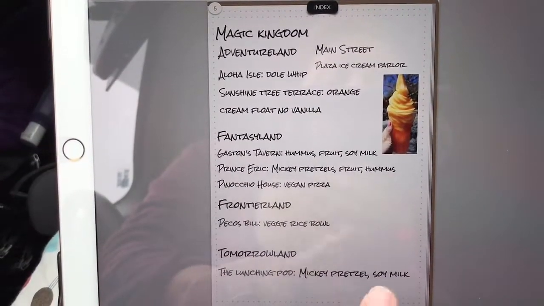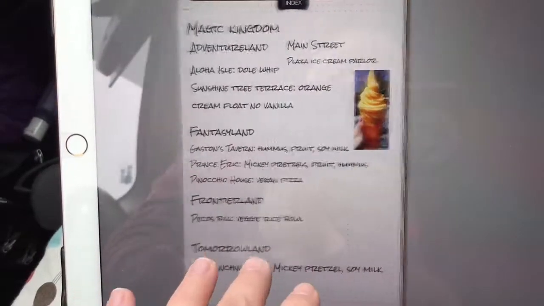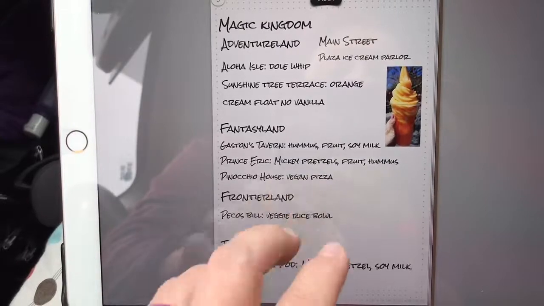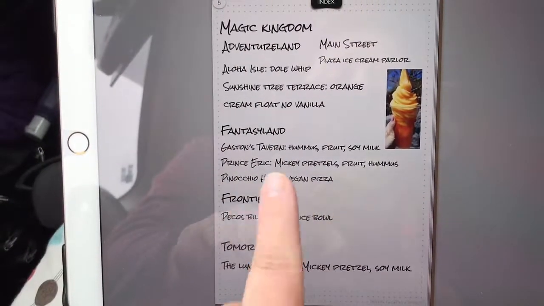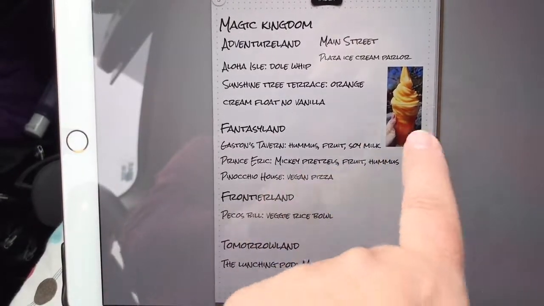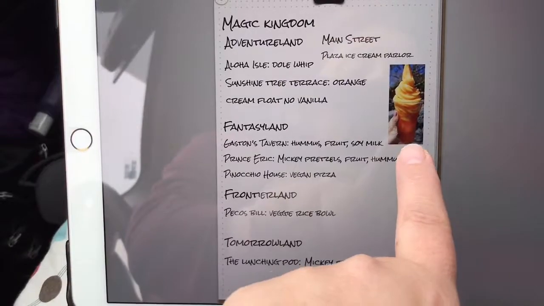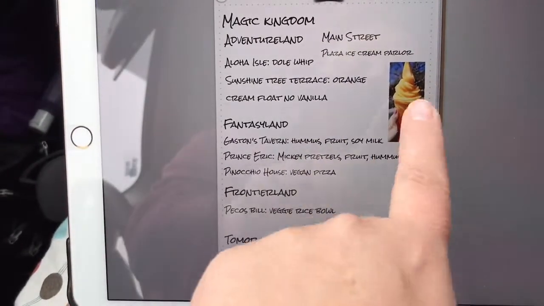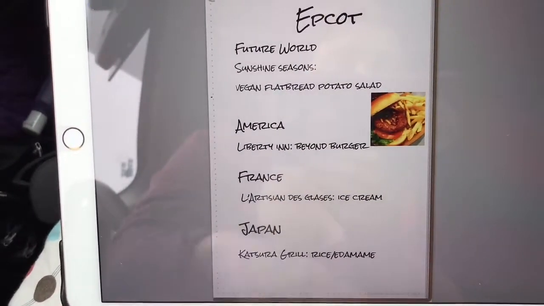And then I have all of the vegan options throughout the parks. Most of this information I got from vegandisneyworld.com, which is a great website. So in different parts of Magic Kingdom, what I could get that would be vegan. And then a little picture of the orange float, which, as long as you don't have the vanilla ice cream in there, if you just have the orange ice cream and the orange soda, is vegan, and it was delicious.